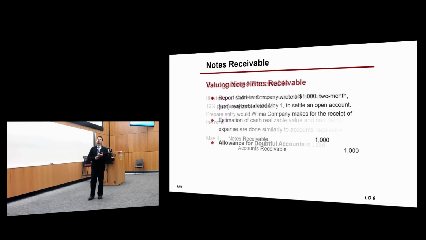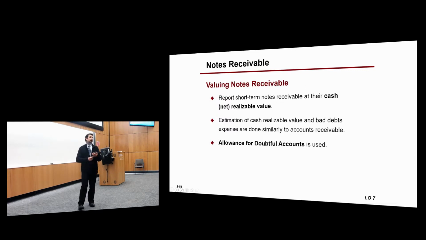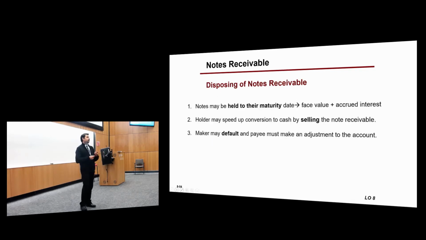Valuing notes receivable is also done at cash realizable value in the same way that we learned how to do that for accounts receivable. So you would have the percent of receivables or the percent of sales. In this case, we use allowance for doubtful accounts, and we also use bad debts expense to record the estimation of the bad debts or the uncollectibles. Okay? Now, disposing of notes receivable is a little bit different.